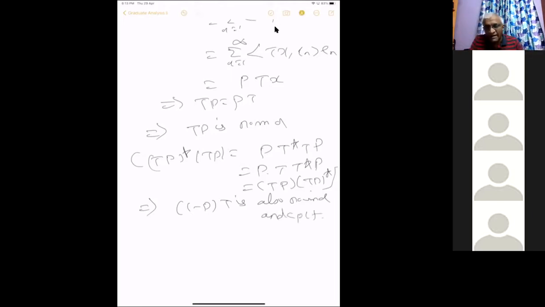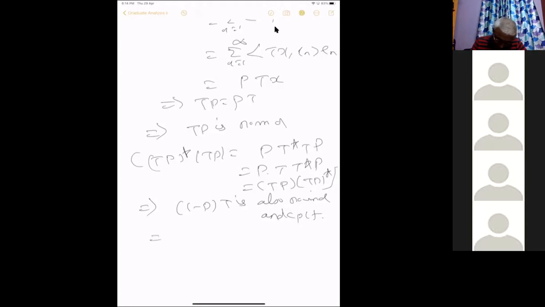We proved that finite rank operators form a star-closed two-sided ideal. But it's also true for compact operators. The same thing will work, because we are just taking the closure in the norm topology, and multiplication is jointly continuous. In fact, it's jointly continuous, not just one way. Because of that, compact operators form an ideal. So 1 minus P times T is also normal and compact.